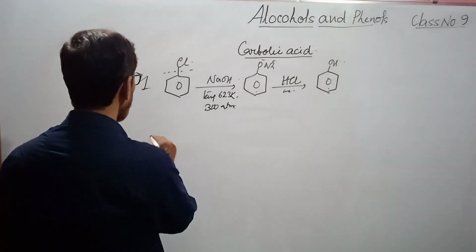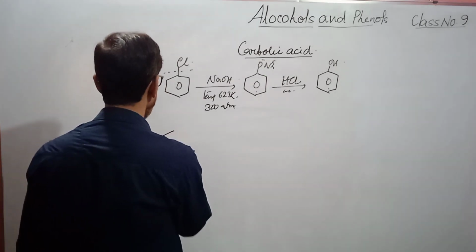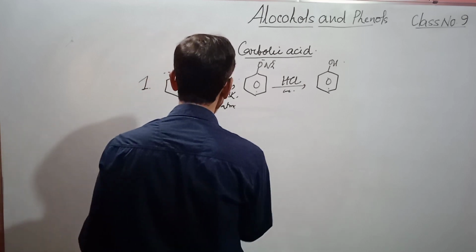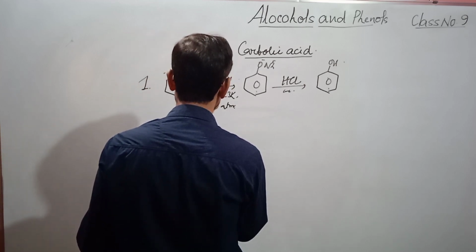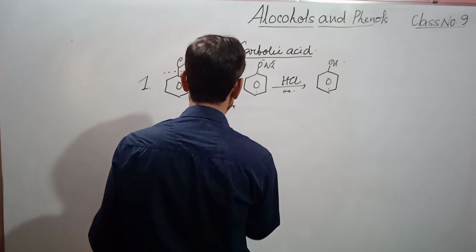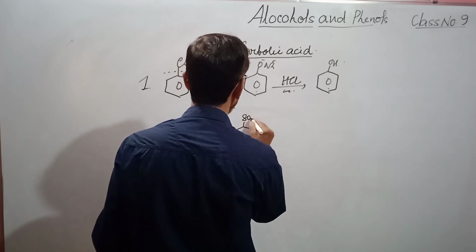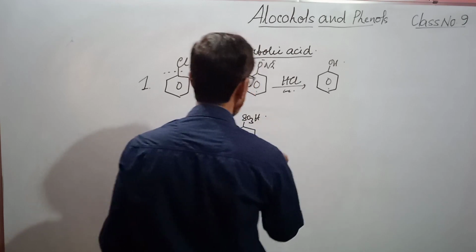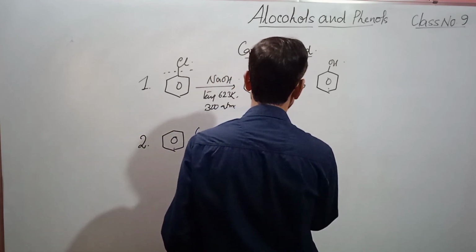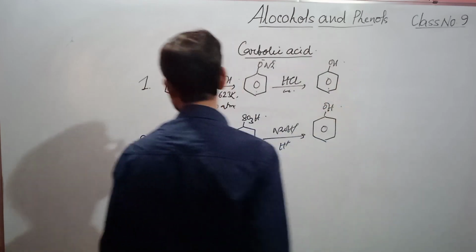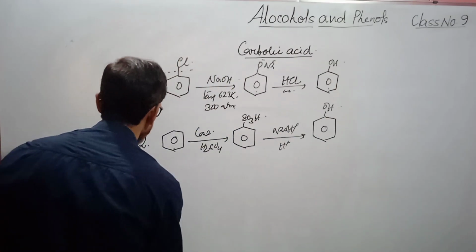Am I right? Number 2, you take benzene, oleum, concentrated H2SO4. This reaction is known to you all. From this you get benzene sulfonic acid, and from here if you treat it with sodium hydroxide, you will get phenol.